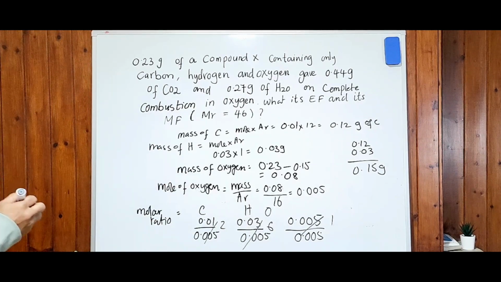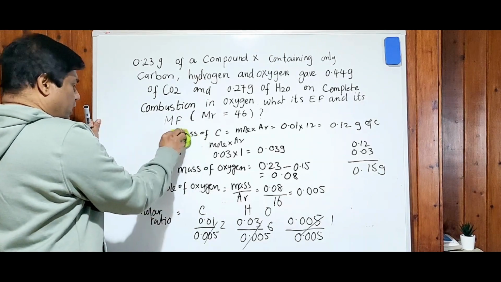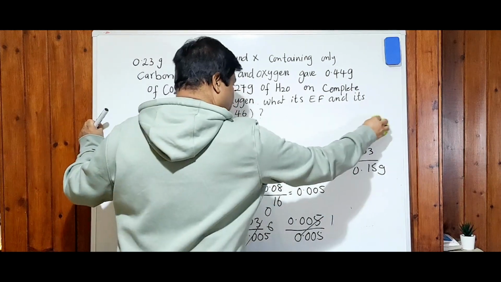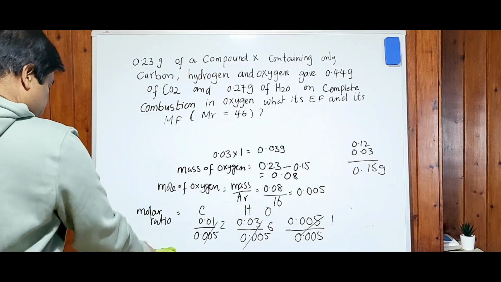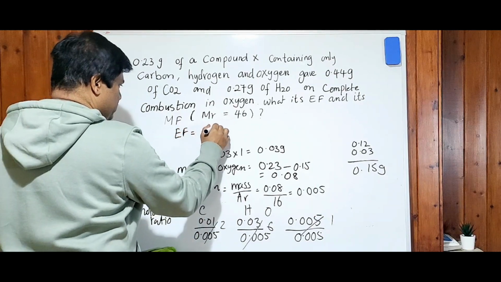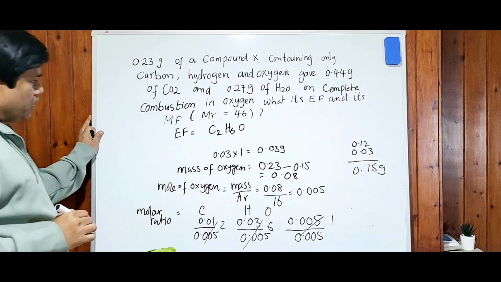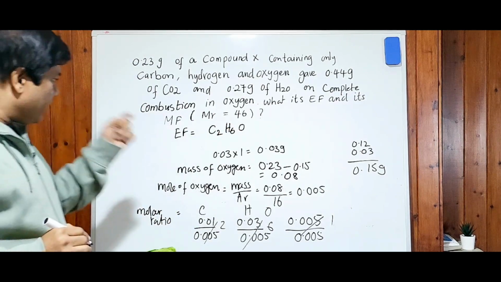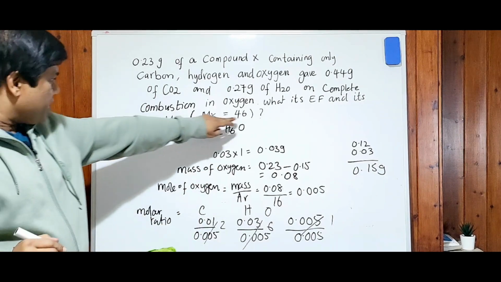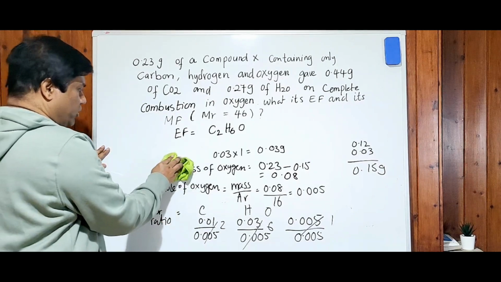Now we got the empirical formula. What is the empirical formula? The empirical formula is 2 carbon, 6 hydrogen, and 1 oxygen: C2H6O. With that empirical formula, can we work out its molecular formula? Yes, because MR is given. Now we can figure out its molecular formula. Let's see.